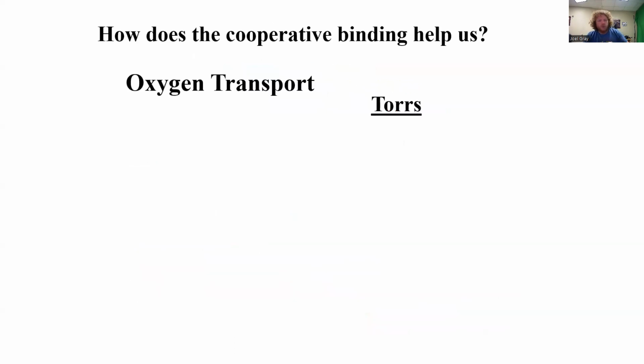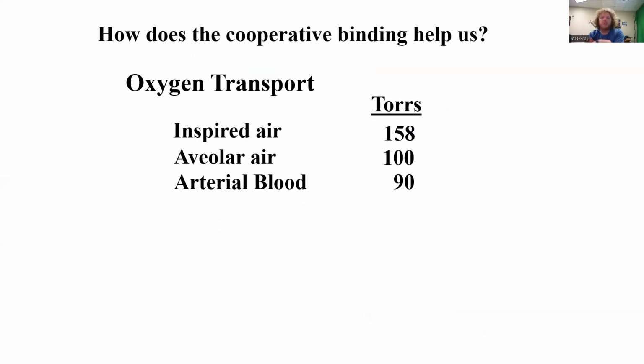Now, how does this cooperative binding impact what we want to do? We want to bind O2 and release O2. So inspired air, we have a concentration of approximately 158 torr, considerably higher than all of the P50s that we looked at. Alveolar air, arterial air, well, binding is going to occur in the alveoli within the lungs. The pressure of O2 is about 100 torr. So we've got plenty of oxygen there to saturate.